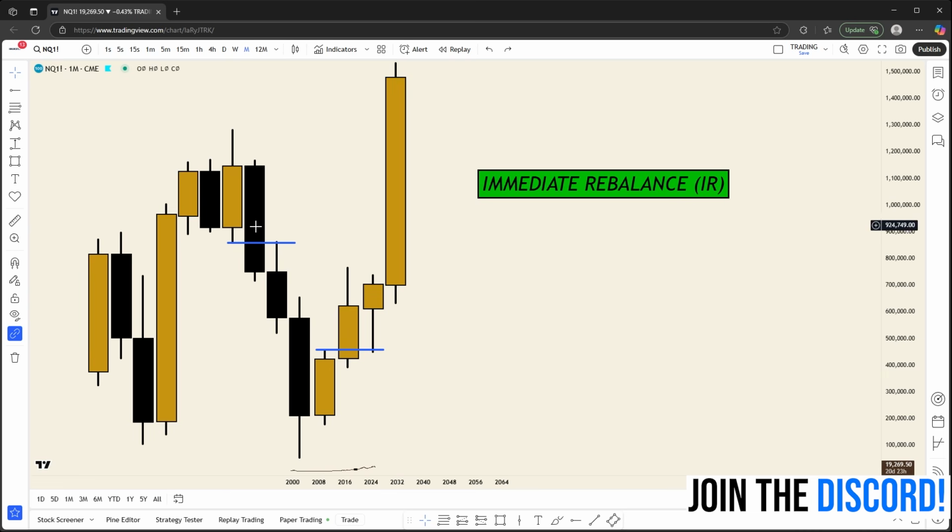Once this candle closes, look to the left. Where's the next swing high? It's right here. So that's what that immediate rebalance's job is: to signify and signal massive amounts of aggression into that high. Okay, so that's the very simple theoretical part. Now let's go into the chart and show some examples, both bullish and bearish immediate rebalances.